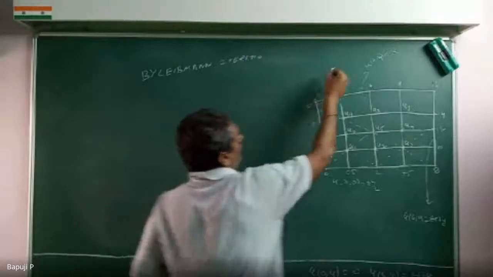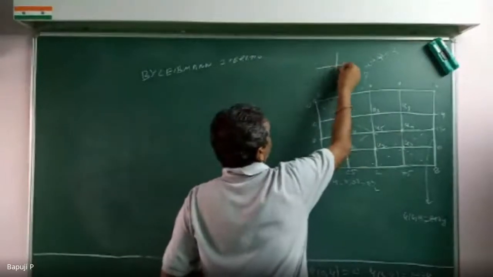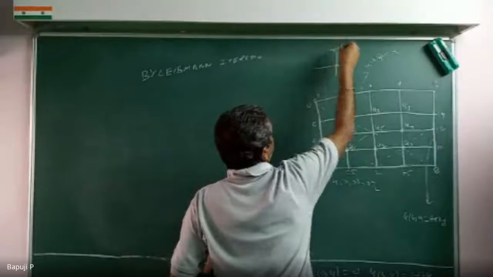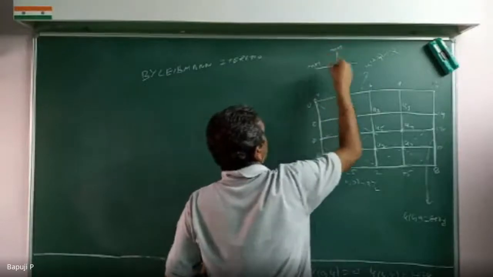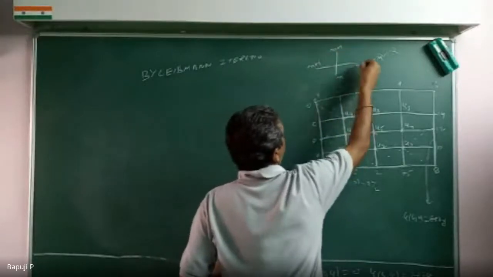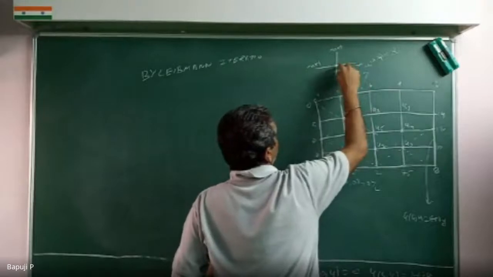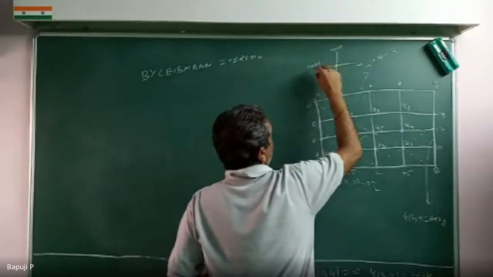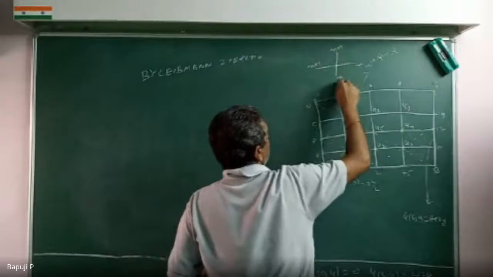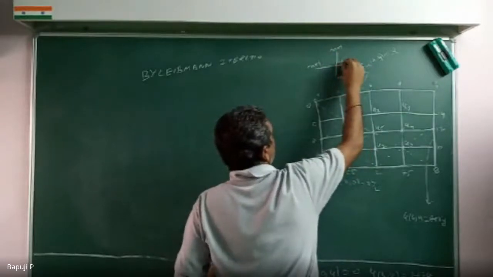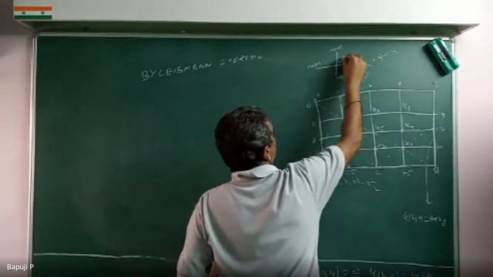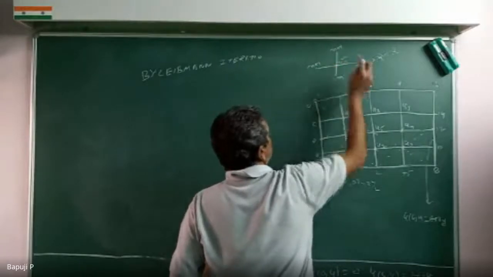Liebmann iteration, what I am telling actually. This is the n plus 1 position point. Here the n plus 1 position. This is the nth position. Here the n plus 1 position of this place is equal to this n plus 1, this n plus 1, this nth, this nth. So here u i,j at n plus 1 position is equal to this position, this position.